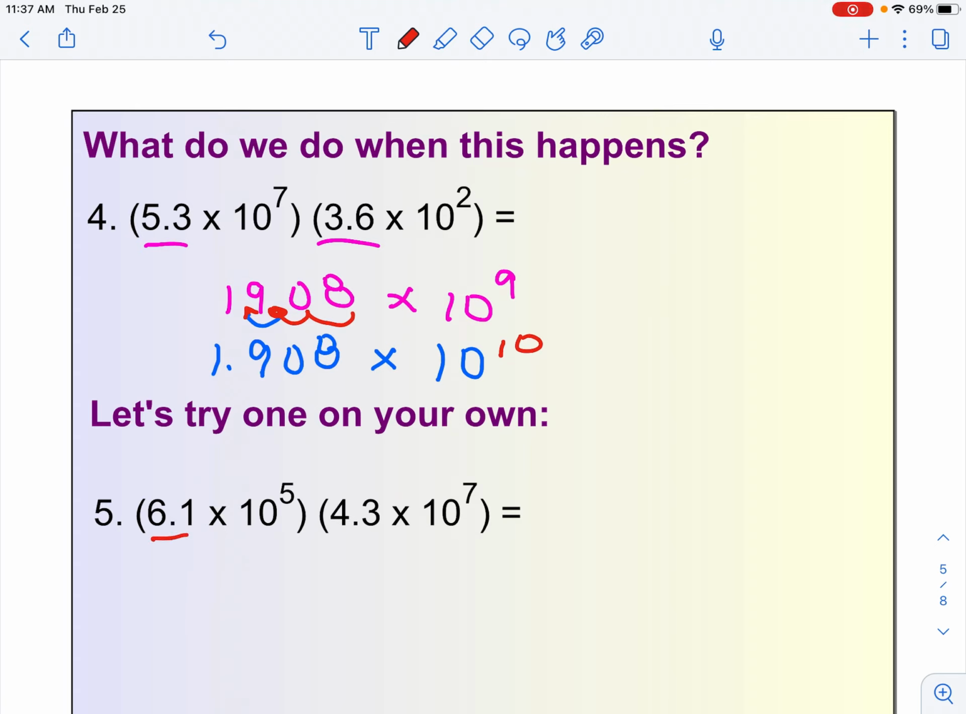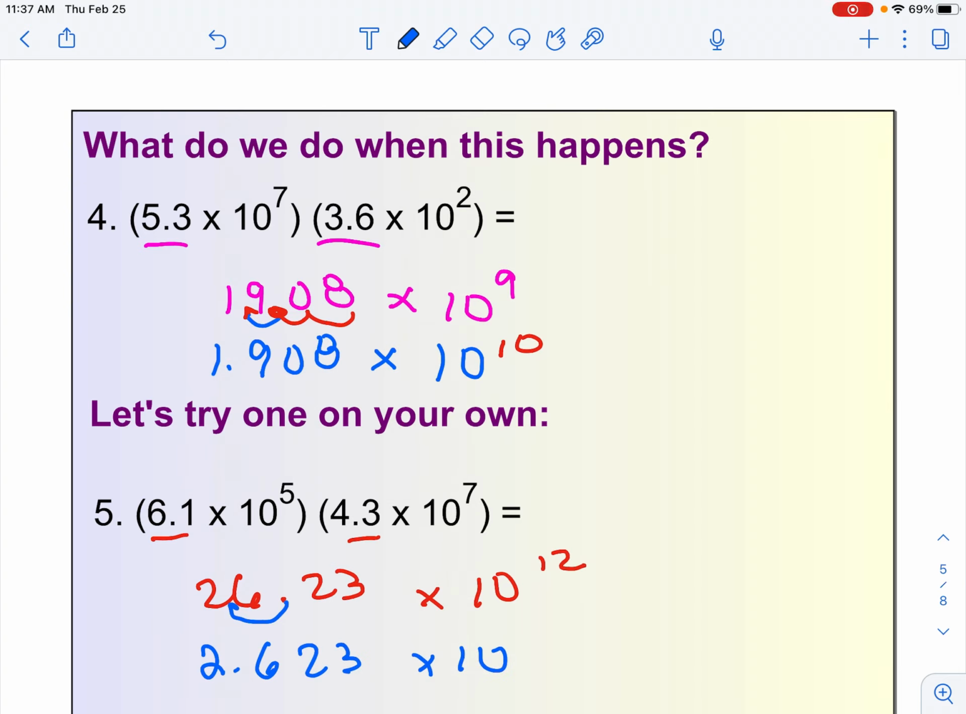So when I multiply these two together, I get 26.23 times 10 to the 12th power. But again, that's not a number between 1 and 10, so I'm going to have to move this over to make it 2.623. Again, I had to move it over to the left one, so that means I'm going to have to add one more power of 10, just like I did in that last example.